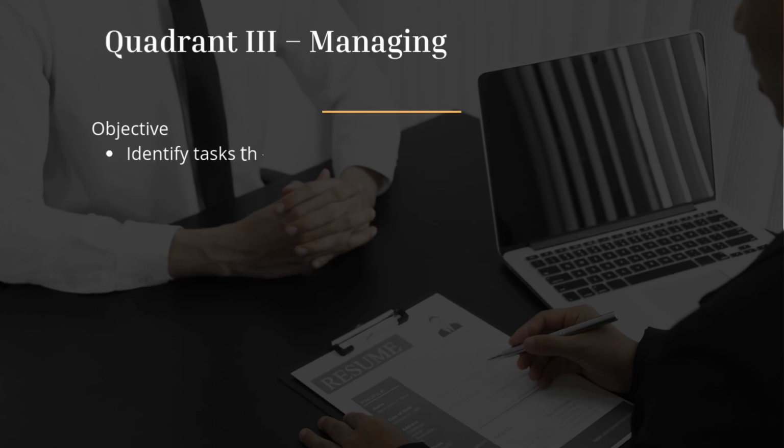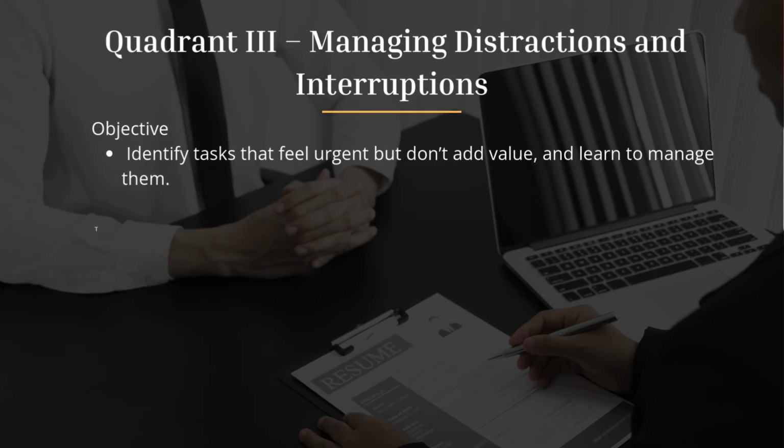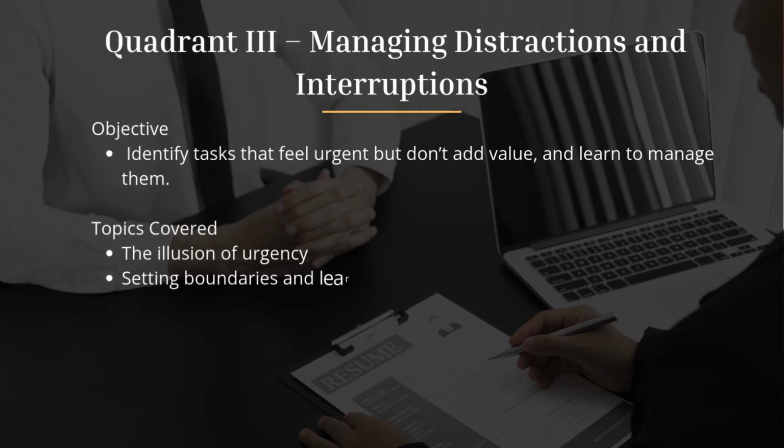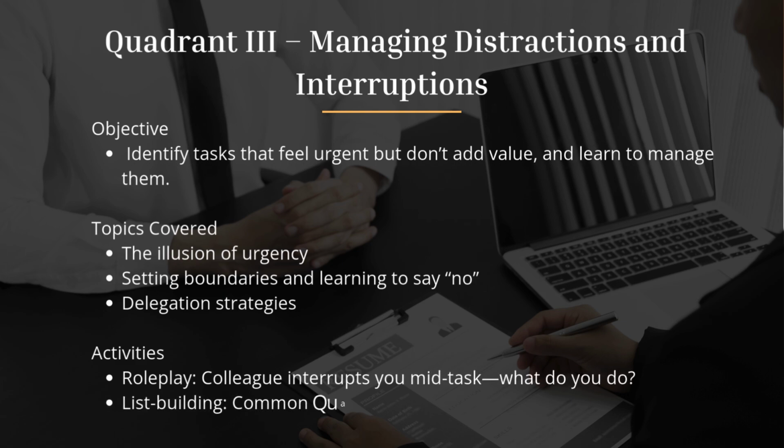Quadrant 3: managing distractions and interruptions. Objective: identify tasks that feel urgent but don't add value, and learn to manage them. Topics covered: the illusion of urgency, setting boundaries and learning to say no, delegation strategies. Activities: roleplay, a colleague interrupts you mid-task. What do you do? List building: common Quadrant 3 distractions in your life.